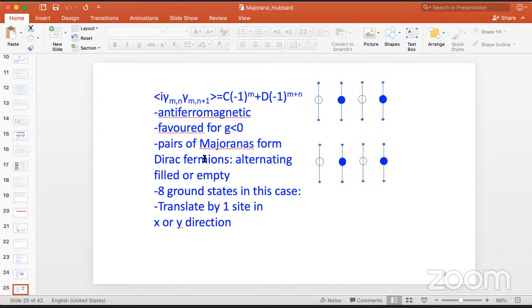If G is negative, then we get these particle-hole type states. Now we actually get 8 states because if we pair up the Majoranas this way, then we can form particle-hole, or hole-particle. Or then we can also rotate. So altogether we get 8 in this case. I should mention that the two-dimensional case we have not studied numerically, but we have studied ladders, 2-leg ladders and 4-leg ladders, which I'll get to momentarily.